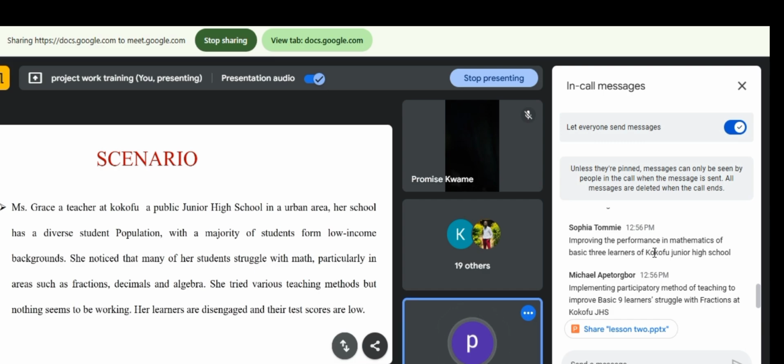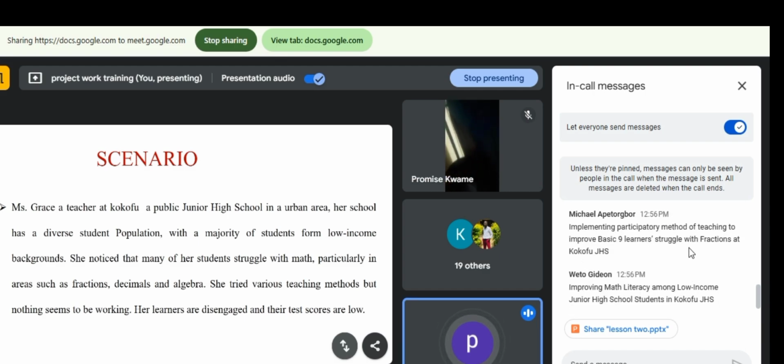You said basic 3, and now you are saying JHS, Junior High School. So here, I would like for you to rewrite again: improving the performance in mathematics of JHS learners at Kokofu Basic School. From your work, Sophia, you said mathematics of basic 3 learners, and you also repeated JHS, Junior High School. So these are two different fields. You are focusing on basic level and also JHS. So humbly, kindly rewrite it again.